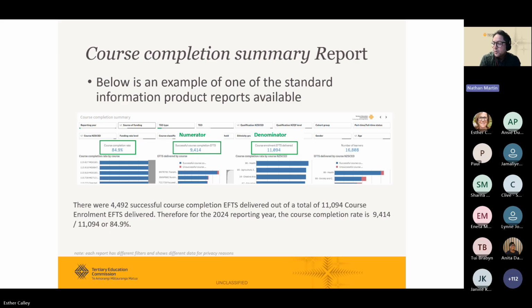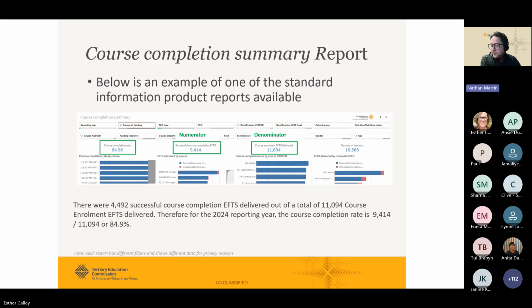One example of the reports available is the course completion summary. This report shows you the course completion rate and the figures that make up the calculation. In this case, the course completion rate is 9,414 successful Fs delivered, divided by 11,094 course enrollment Fs delivered, for a course completion rate of 84.9%.